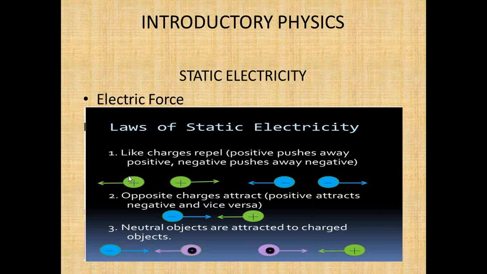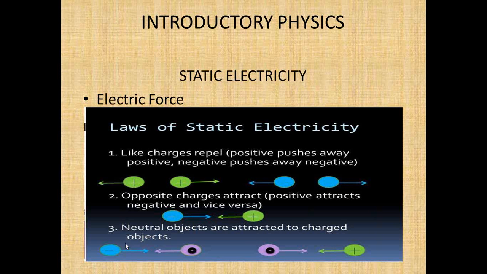So we're going to talk about the law of static electricity. Basically the same thing that I've been going over. So if you have a positive charge and another positive charge, they're going to repel each other. Like charges repel. A negative charge and another negative charge, they're going to repel each other. That's the electric force. There's going to be a force pushing them away. However, if you have opposite charge, a negative and a positive, there's going to be this attractive force. They're going to be pulled towards each other.